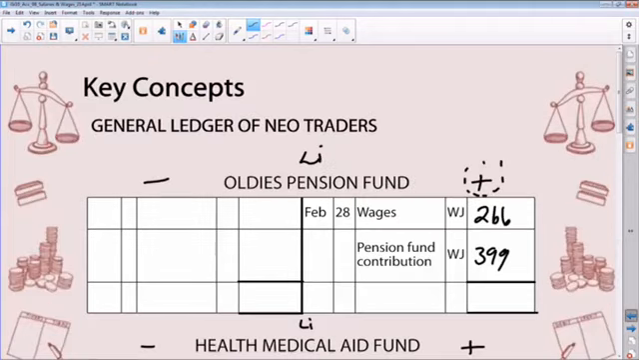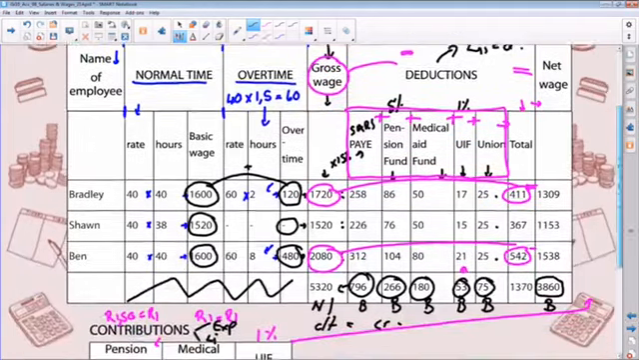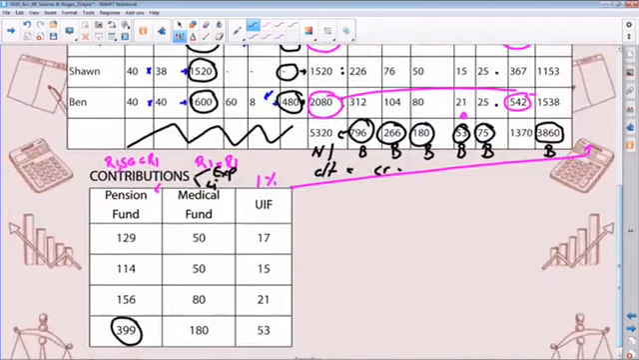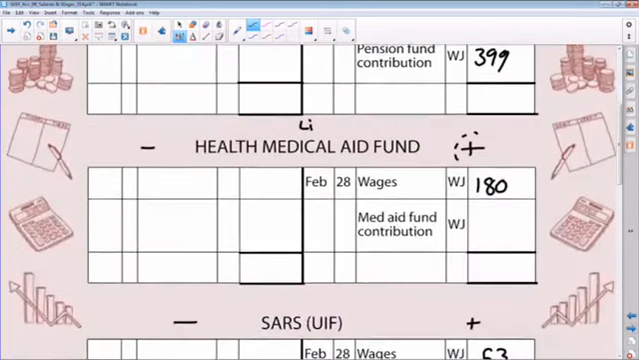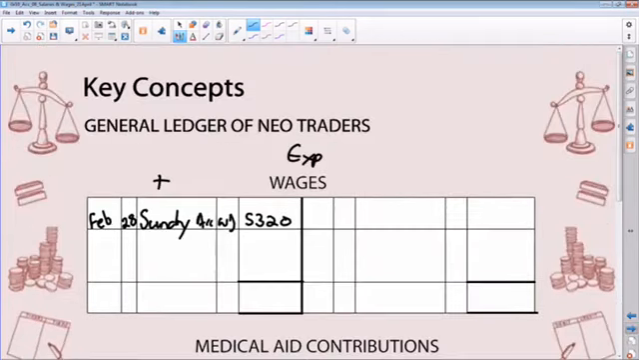Let's go and look at your journal. Your next one is your medical aid fund. Now, where do I take it? I will take it to your medical aid fund contribution expense, and then also to your liability, and that will be 180 because they contributed a rand for a rand. So again, with your medical aid fund, you owe the deduction and the extra expense, the contribution. But now your contra account, your medical aid contributions, let's go to medical aid contributions here.